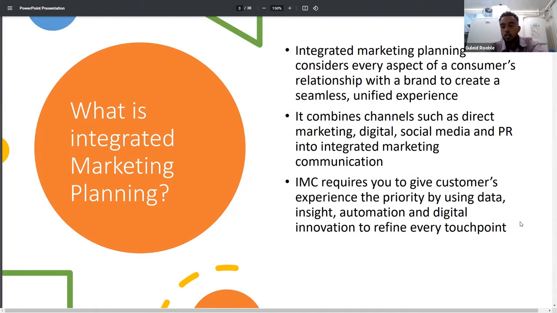And also, integrated marketing communication requires you to give customers experience by using your data, again, like I say, and insights. You can automate your content as well by using Hootsuite.